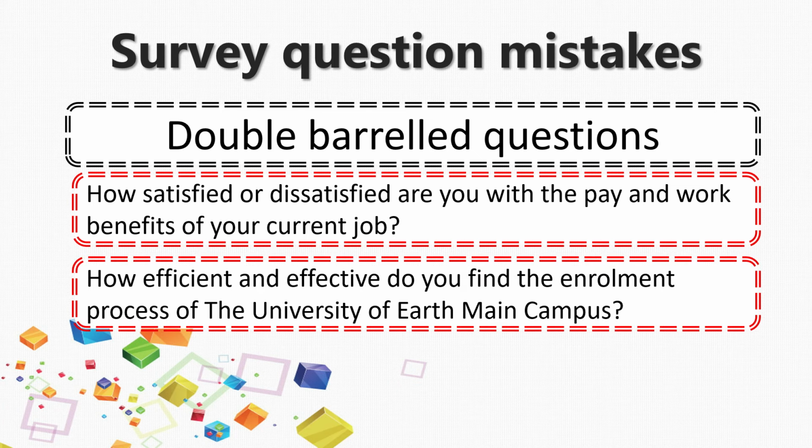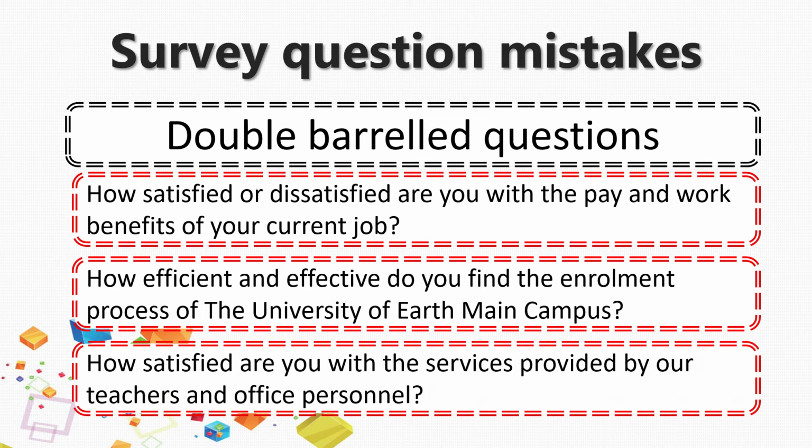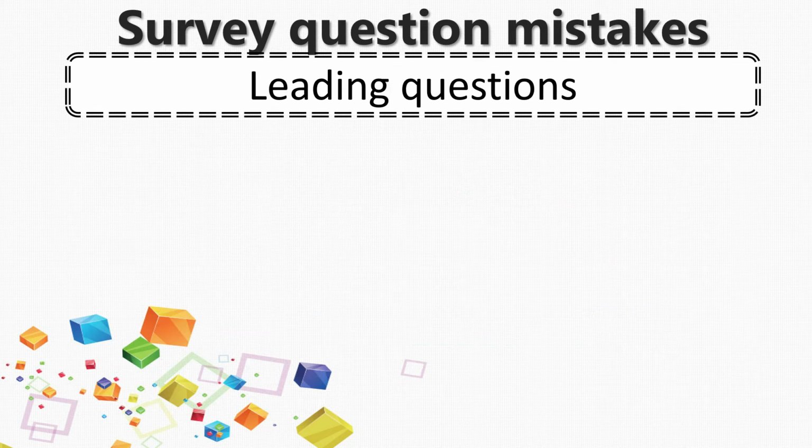Or another, how efficient and effective do you find the enrollment process of the University of Earth main campus? What if you find it efficient but not effective? Like you get to finish the enrollment process very quickly, but then there are a lot of mistakes and you eventually need to have it corrected. So what if you feel differently about efficiency versus effectiveness? And then again, you're forcing the respondent to just give one answer, right? Or how satisfied are you with the services provided by our teachers and office personnel? What if you're satisfied with the teachers but not with the office personnel? Okay, so these are examples of double-barreled questions.